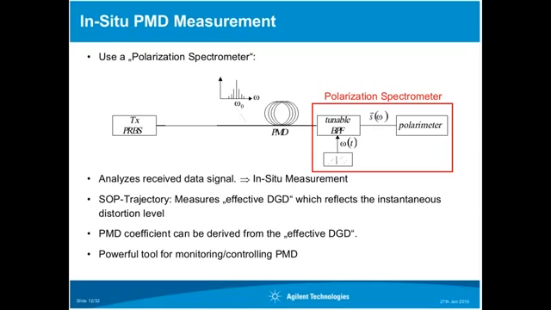And it turns out that the PMD coefficient of the link, which most people are interested in, can be derived from this effective differential group delay. And this is what makes it a very powerful tool to characterize the PMD of your link, because essentially you end up with a PMD coefficient, which is a number which you can compare to other measurements too. So the result you get in the end is comparable to what you might have collected before in your traditional measurements.